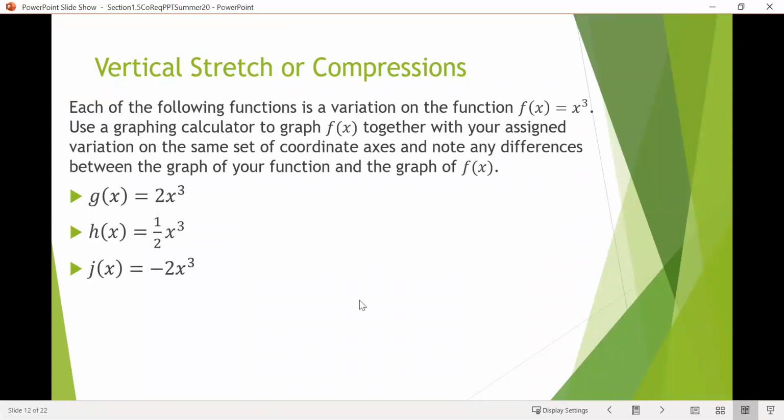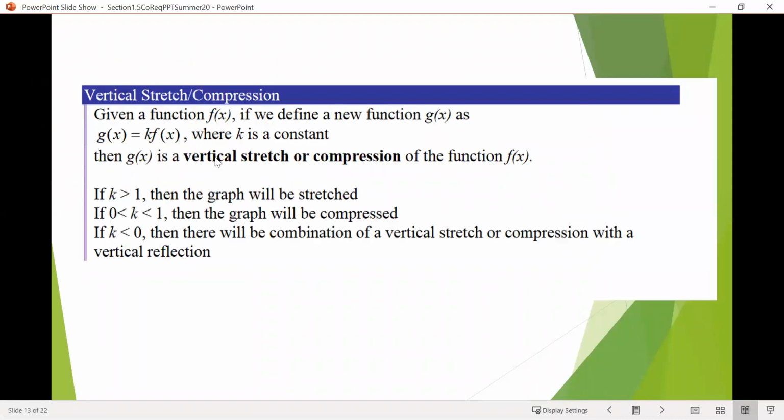So here's what we're seeing. If we have a function f, or a function with any name, and we put a multiplier or number out on the front, where k stands for a constant, that's going to cause what is called a vertical stretch or a vertical compression. Notice it says vertical, so that means it's happening along the vertical axis. And here's how those things get impacted.